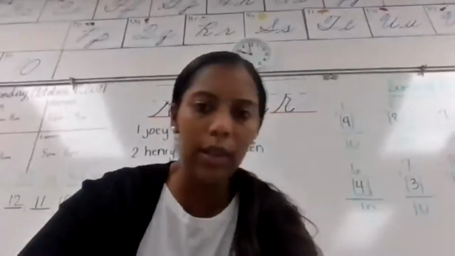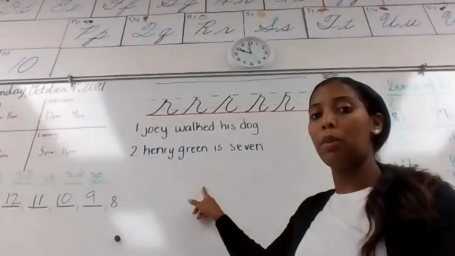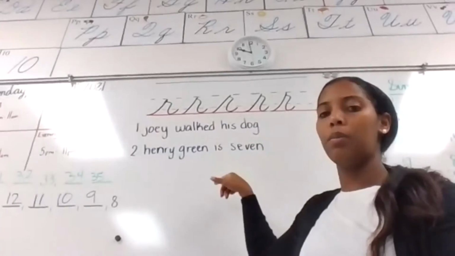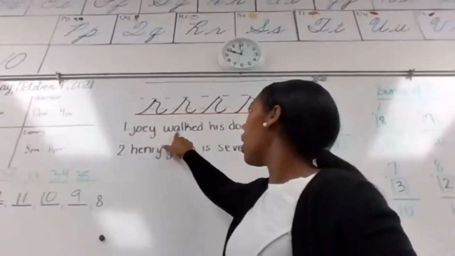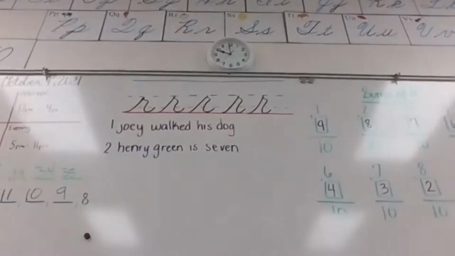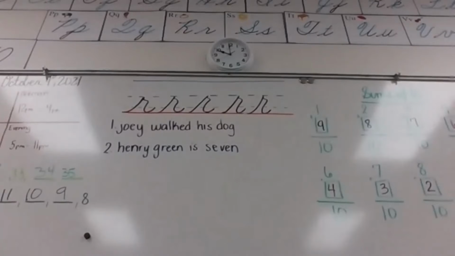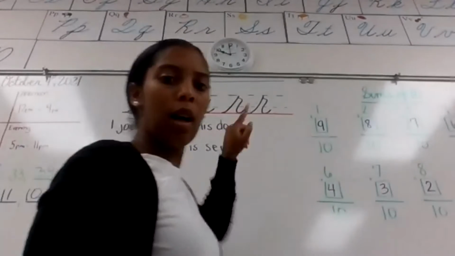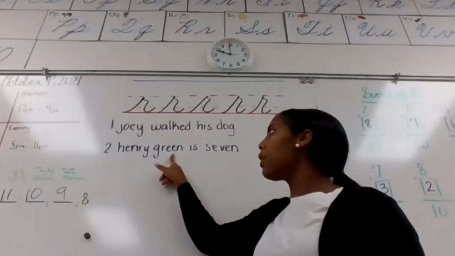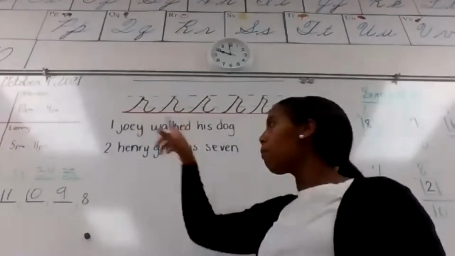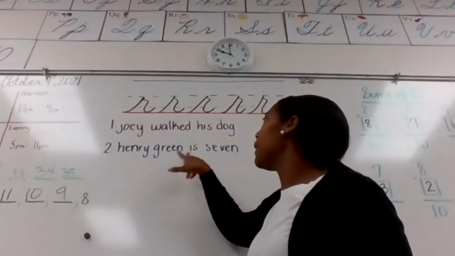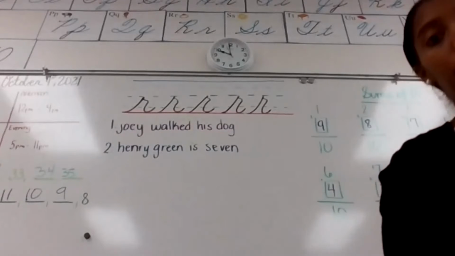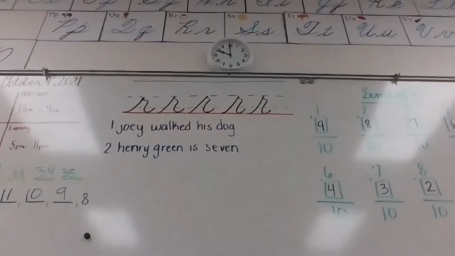Okay, let's go ahead and discuss. We can actually do both of them. I'm gonna give you time to do both, okay? So 1 and 2. Number 1 says Joey walked his dog. Number 2 says Henry Green. Look at that first and last name. We'll practice last week. Henry Green is 7. I'll give you about 3 minutes to do both of them.